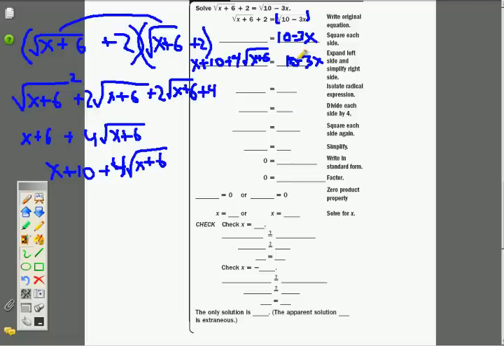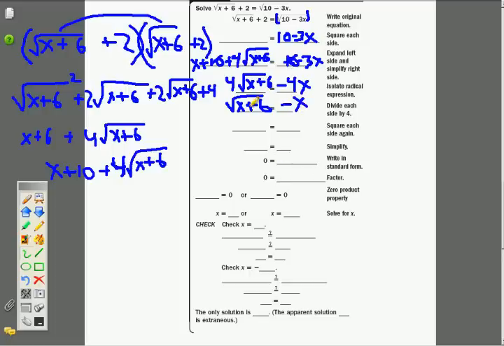If I subtract 10 on each side, the 10's go away. If I subtract x, I get negative 4x. And so I have 4 times the square root of x plus 6 right here. If I divide by 4, I get the square root of x plus 6 equals negative x.